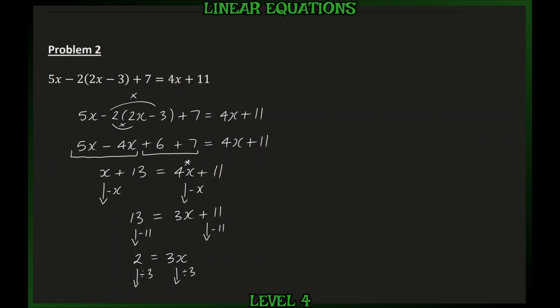On the left, 2 divided by 3 can be written as 2 over 3, or 2/3, and on the right, the times 3 and the divide by 3 cancel out, which just leaves us with x. So x is equal to 2/3 is our final answer to problem 2.